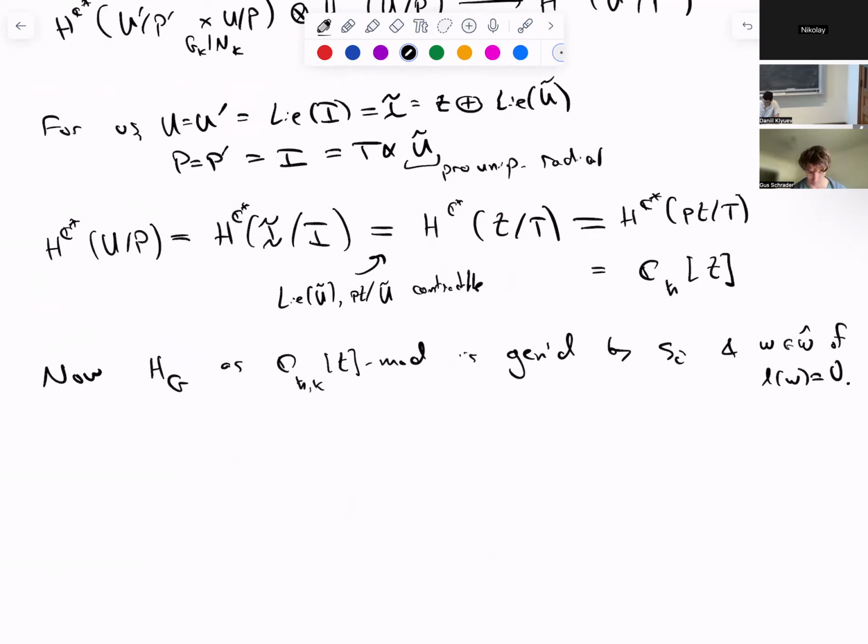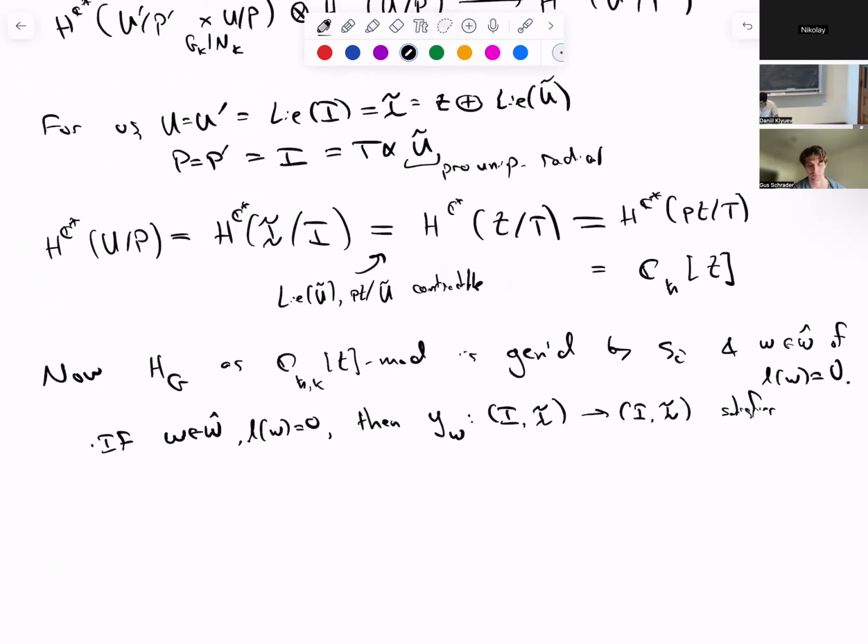And if W has length 0, then Y_W with the graph satisfies, so this is a general relation which holds in this convolution algebra. And this is exactly the relation appearing in the degenerate DAHA. So we're happy. So this is just a sketch.